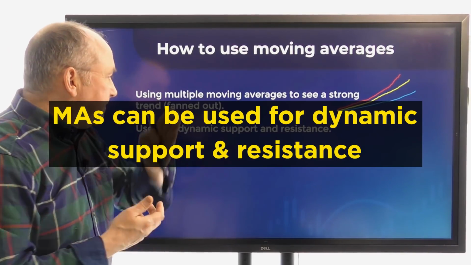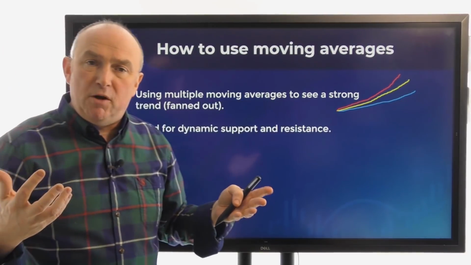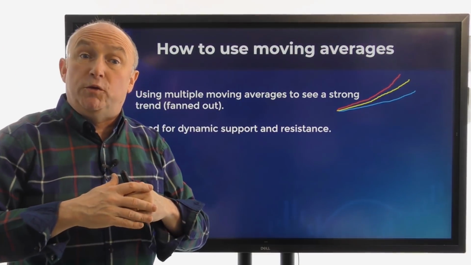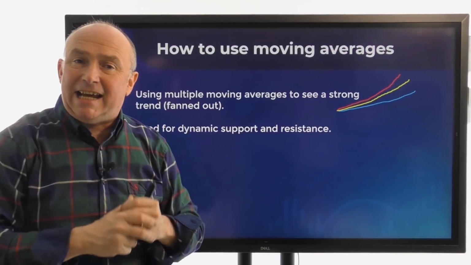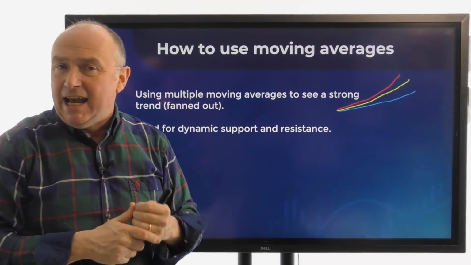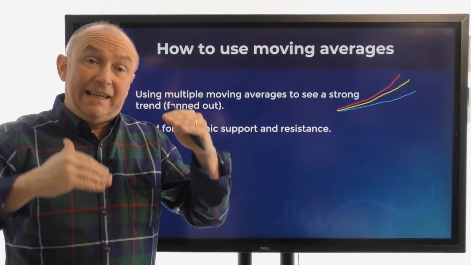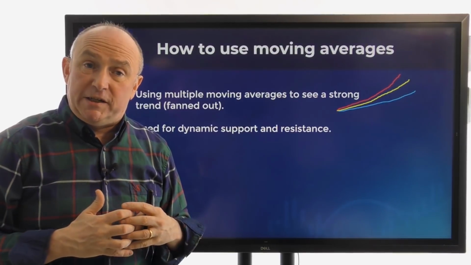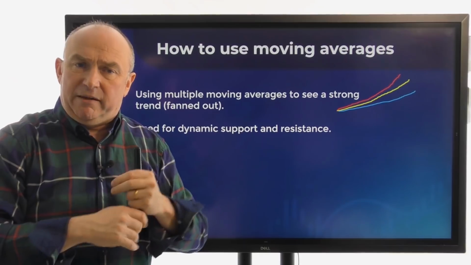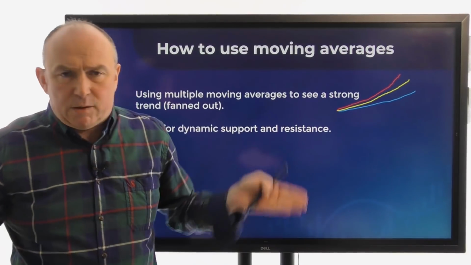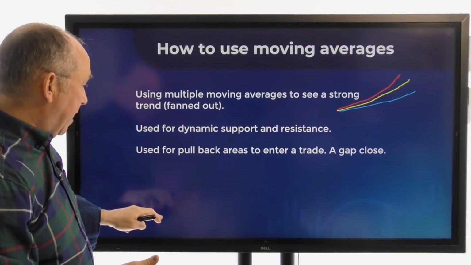You can use these for dynamic support and resistance. What do I mean by that? Well, basically as price moves, the moving averages will move. A lot of people will say if it comes back up to the 200 or the 50, that's going to act as a support zone or indeed a resistance zone. So a lot of traders will use these as dynamic, i.e. moving support and resistance zones. If it gets up to the 20 moving average, that's where I'll be selling. If it comes back down to the 50, that's where I'll be buying, for example. So they're used as dynamic levels of support and resistance.